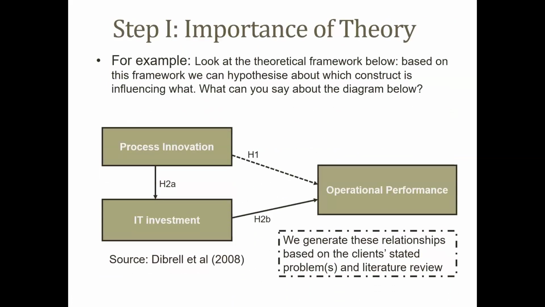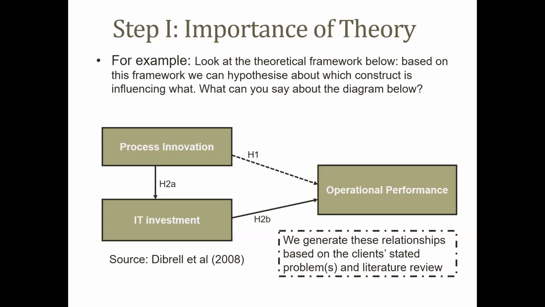Now, this is a theoretical framework. This is a theory. Why is it a theory? It's a theory because it has all the components of theory. The two components of theory are the concepts or the constructs, and these are process innovation, IT investment, and operational performance. The second component of theory is a defining relationship among the constructs or the variables or the concepts. And here we can see some relationship. We see arrows linking them with some H1, H2A, and H2Bs there, indicating how these variables are related.